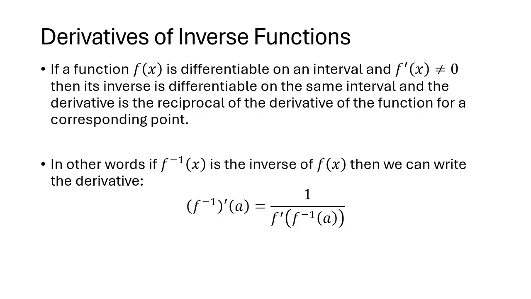And as a reminder, between the function and the inverse, we switch x and y, so that for the corresponding point, the y value for the function will be the x value of the inverse. So a formula for this is given below, where f inverse prime at a is equal to 1 over f prime of f inverse of a, with the inside part corresponding to where x and y are switched.